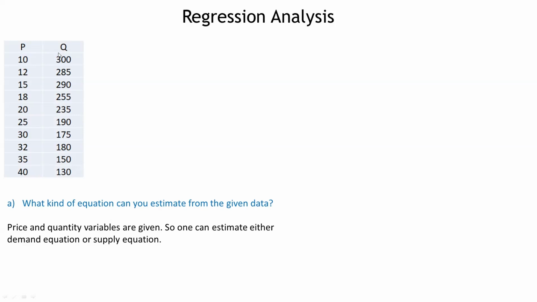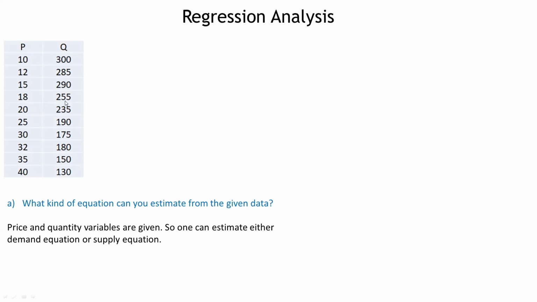In the figure you see, if price rises from $10 to $12, quantity falls from 300 units to 285 units. That is, it exhibits a negative relationship between price and quantity, which is true for a demand equation. Again, if price rises from $12 to $15, quantity rises from 285 units to 290 units. This time it shows a positive relationship between price and quantity, which is true for a supply equation. Similarly, if price rises from $15 to $18, quantity falls from 290 units to 255 units. Clearly, the relationship between price and quantity is negative, which is true for a demand equation.